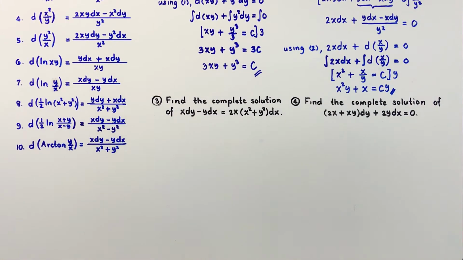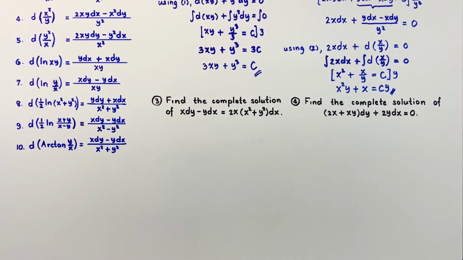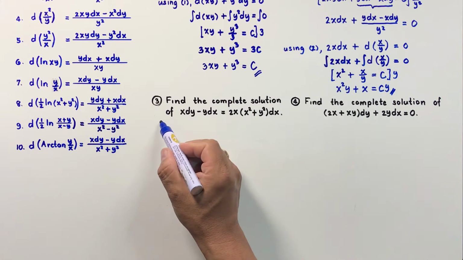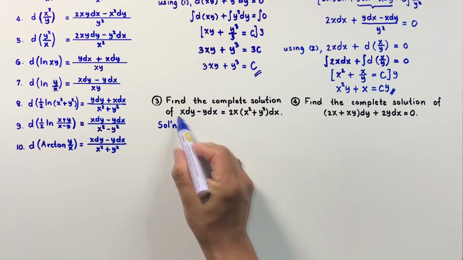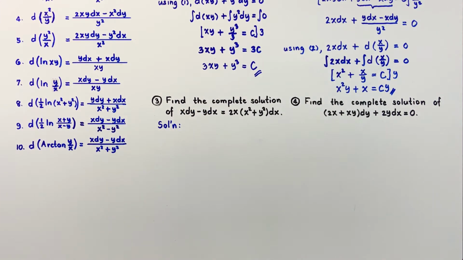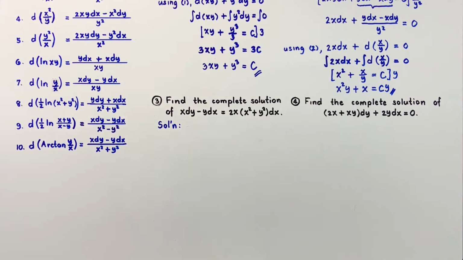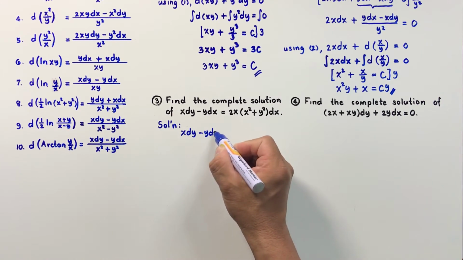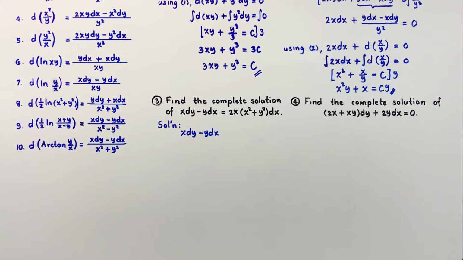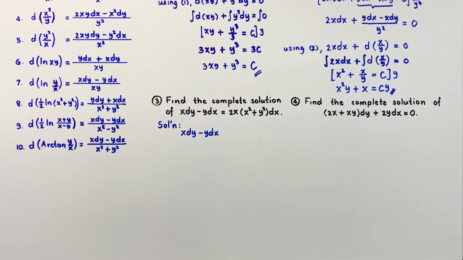Now let's proceed to our example number 3. Find the complete solution for this differential equation. Now, looking at this differential equation, we may suspect that these first two terms form an integrable combination, which is almost similar to integrable combination number 3, number 7, number 9, and number 10. Only that this x dy minus y dx don't have any denominator here, but we see a factor in this dx, which is x squared plus y squared.